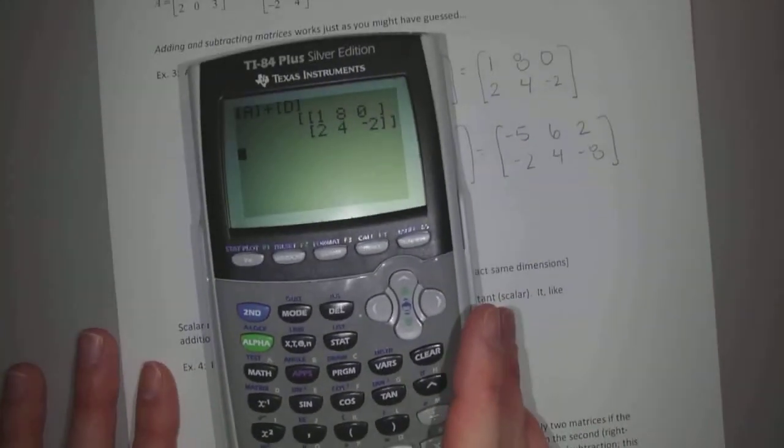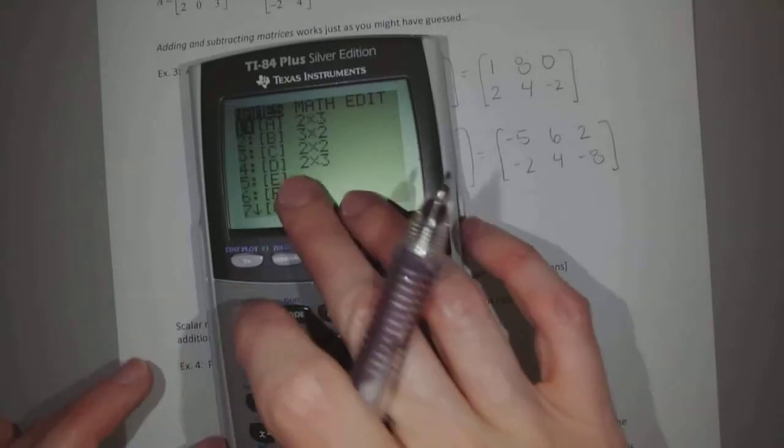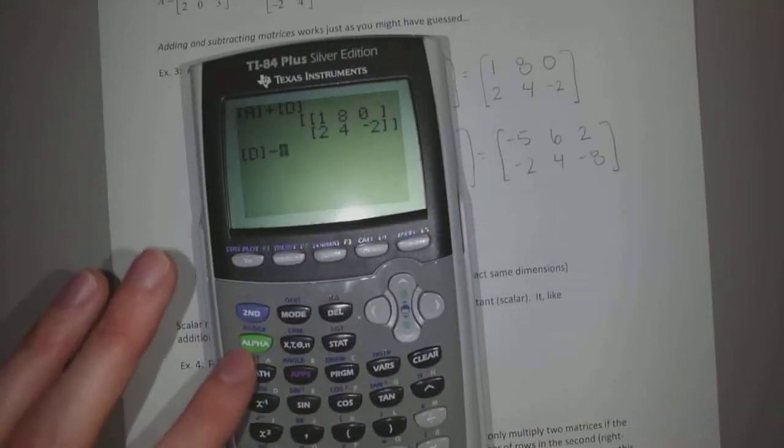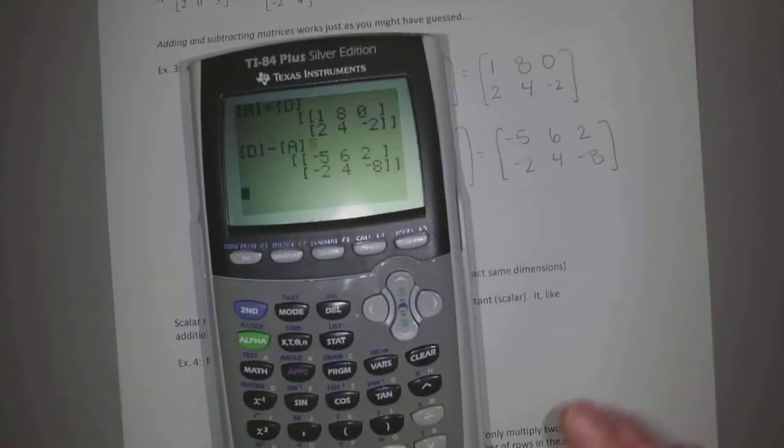And if you say, oh, I don't trust my math, we'll just throw it in your calculator real quick. Second matrix, choose D first, minus second matrix, choose A second. And they'll save it to the very end.